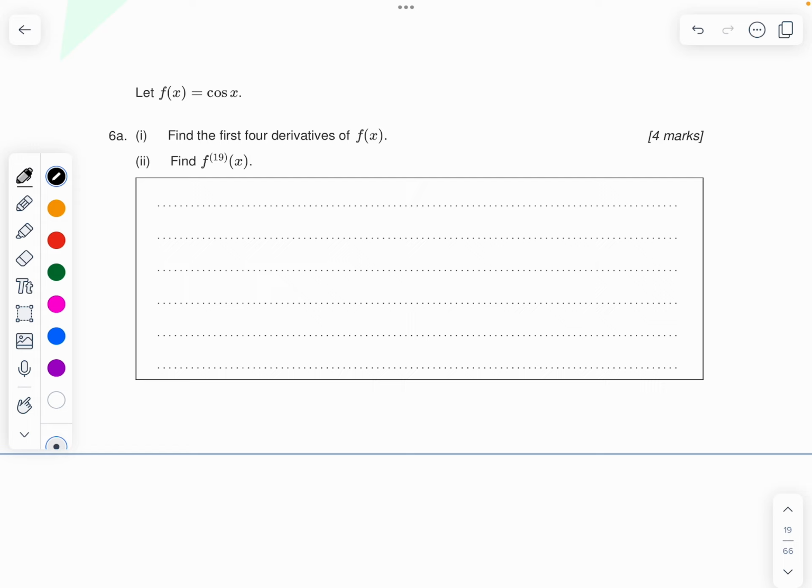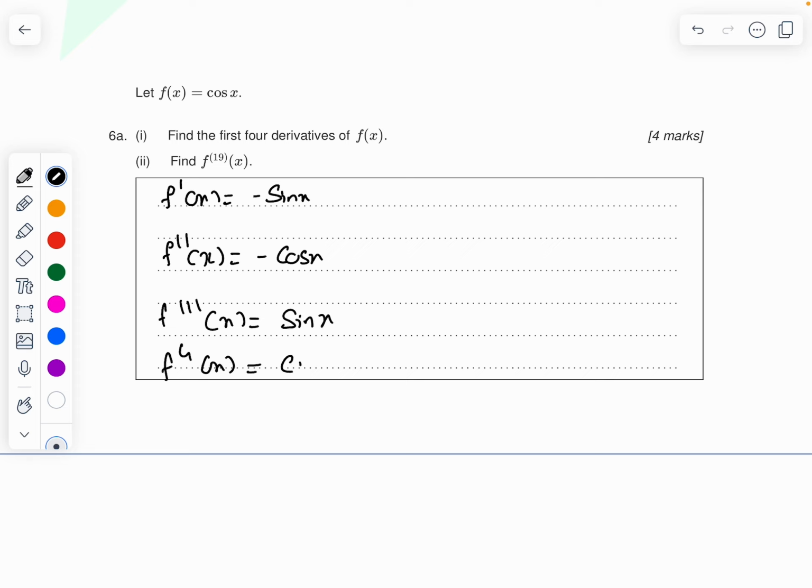Question number 6. First, find the first 4 derivatives of this one. So f prime x equals negative sine x. f double prime x will equal negative cosine x. f triple prime x equals sine x. And the fourth derivative equals cos x.